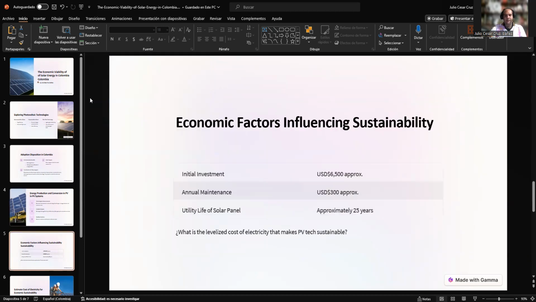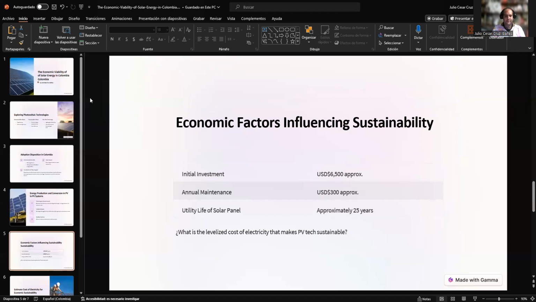So what factors have I found that are important for economic sustainability? First of all, the initial investment is approximately 6,500 US dollars. And for solar installations, we have an annual maintenance of approximately $300 during the whole useful life of solar panels, which is approximately 25 years.